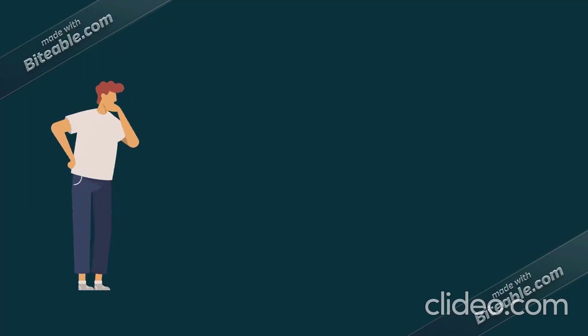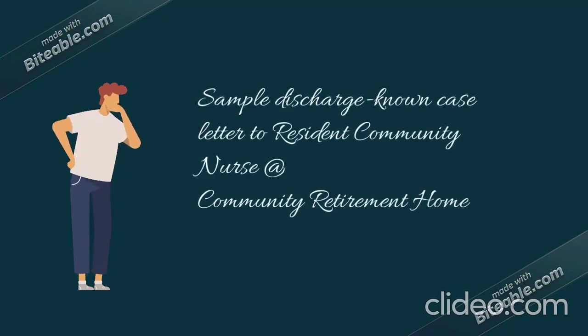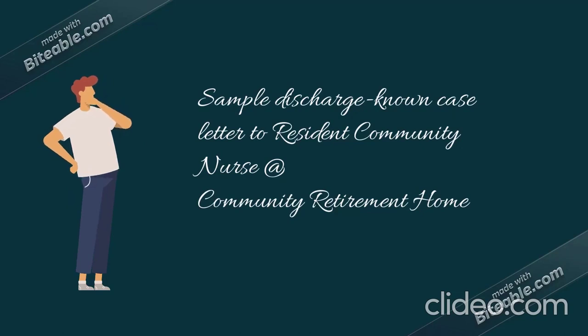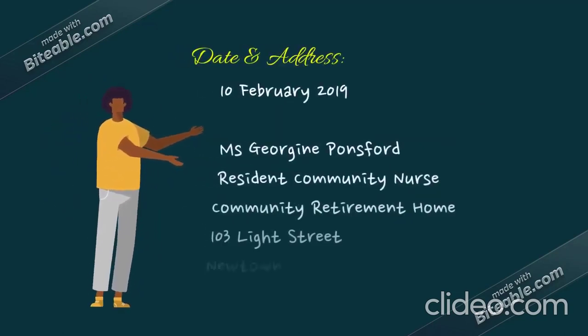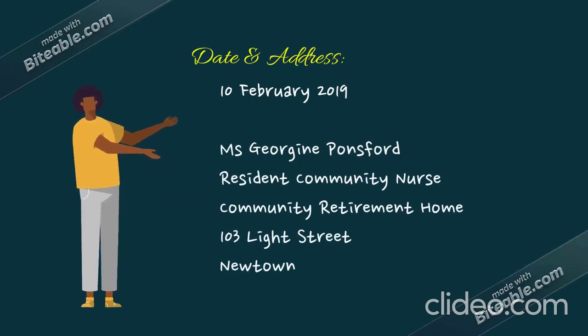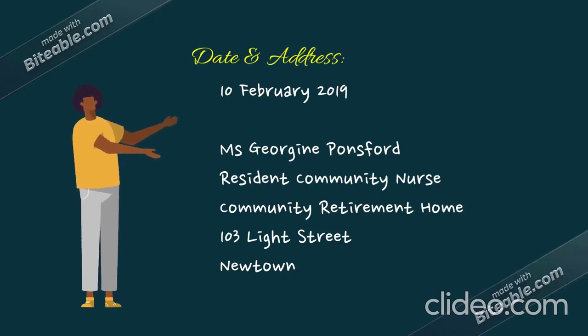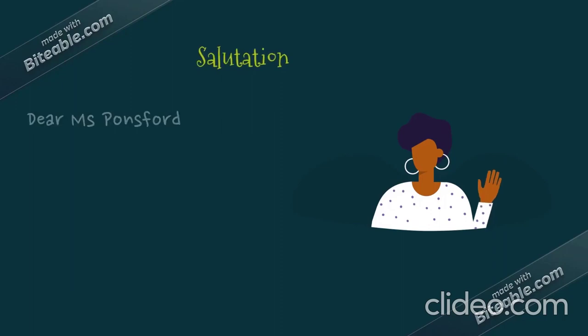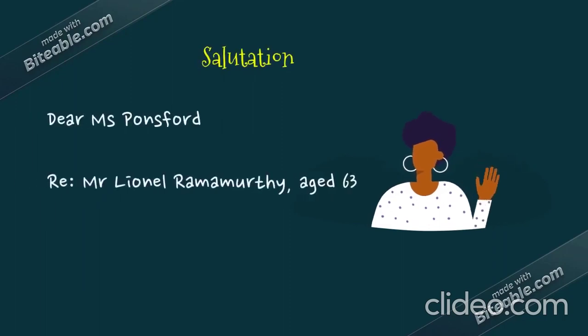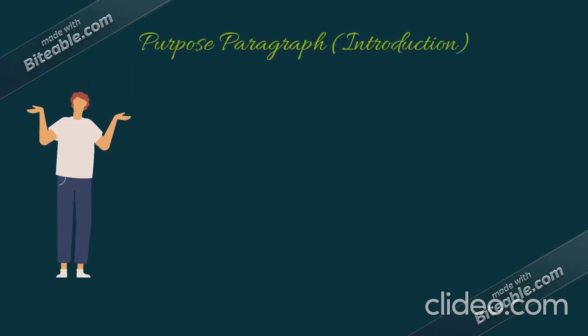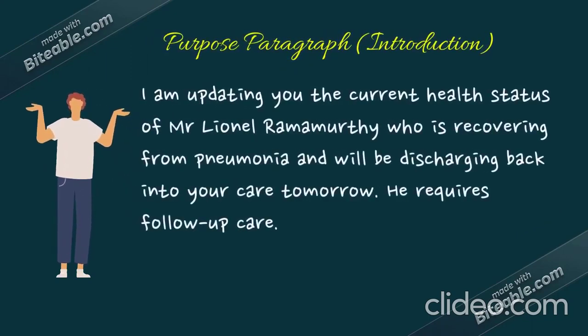So this is a sample discharge non-case letter to the resident community nurse at the community retirement home. Date and address: 11 February 2019. Miss Georgine Ponsford, resident community nurse, community retirement home, 103 Light Street, Newtown. Salutation: Dear Miss Ponsford, regarding Mr. Lionel Ramamurthy, aged 63. For the purpose or introduction paragraph, we can state it like this. Please note that this is the format for non-case. I am updating you on the current health status of Mr. Lionel Ramamurthy, who is recovering from pneumonia and will be discharging back into your care tomorrow.